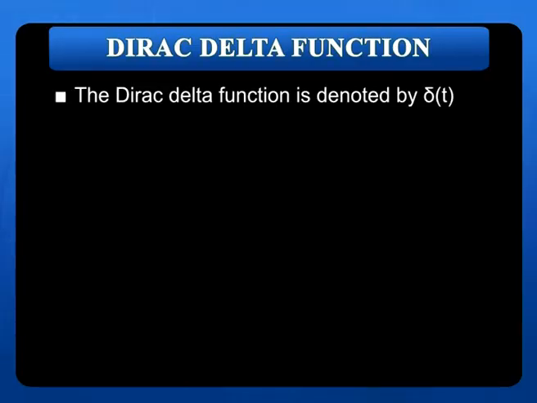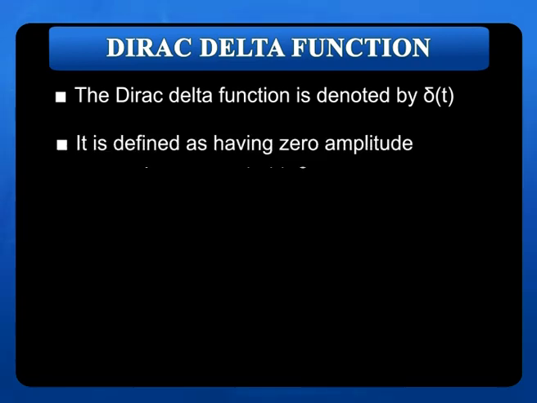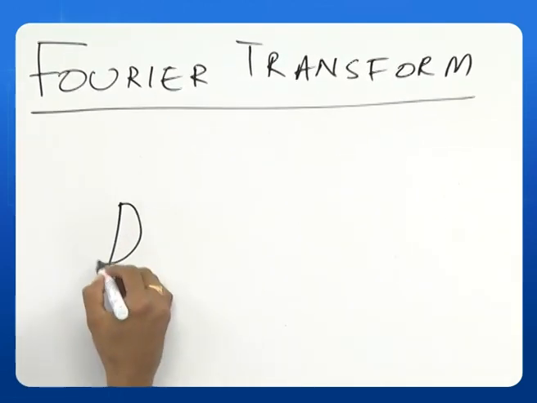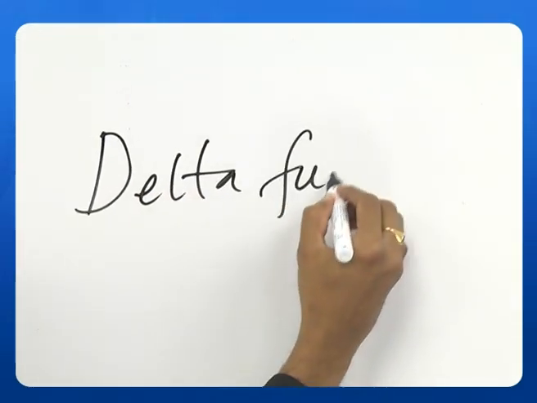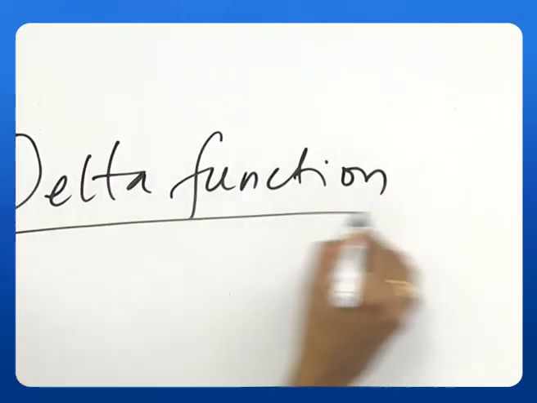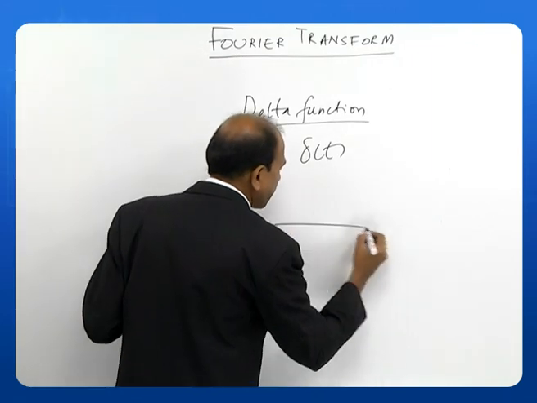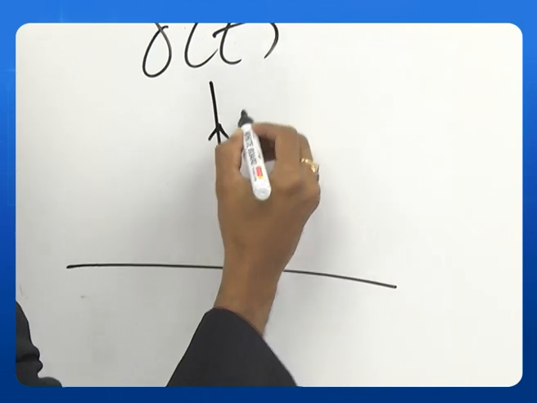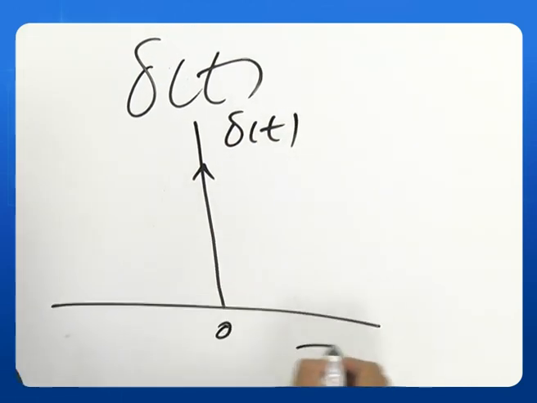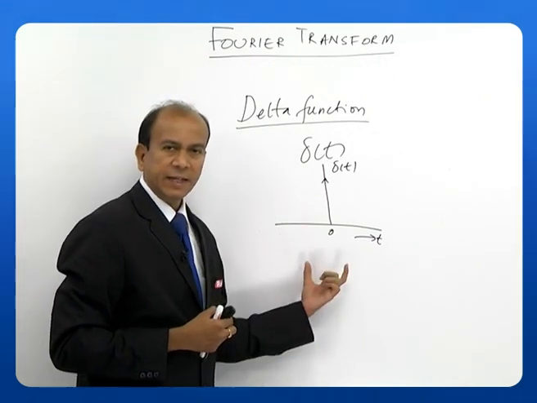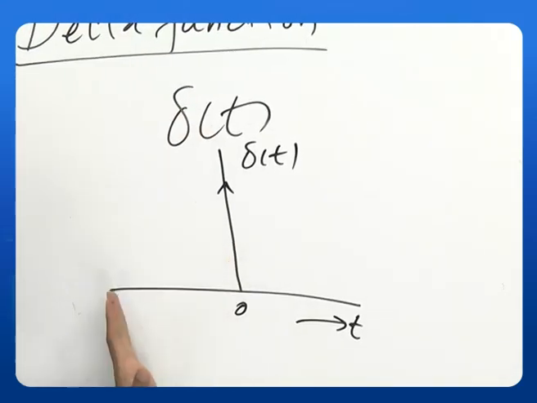Okay, let us start with the Dirac Delta function. So what is the Dirac Delta function? It is denoted by the letter delta of t. It is defined as having 0 amplitude everywhere except at t equal to 0. So let us see this here. Let us say a delta function. We are using the letter delta of t for this. This is my delta of t. If you look at this, it exists only at t equal to 0. It does not exist when t is not equal to 0.